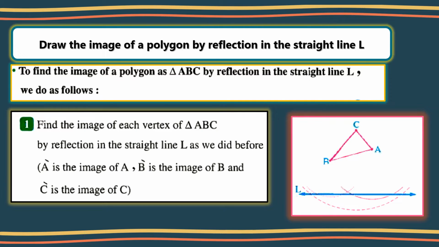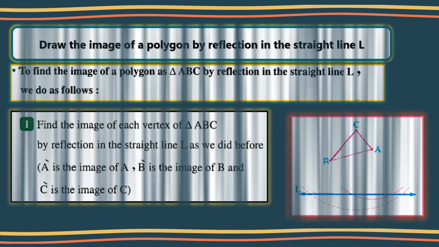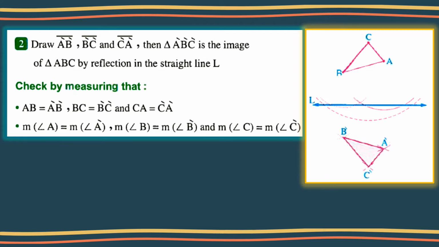Find the image of each vertex of triangle ABC by reflection in the straight line L as we did before. A dash is the image of A, B dash is the image of B, and C dash is the image of C. Number 2, draw A dash B dash, B dash C dash, and C dash A dash. Then triangle A dash B dash C dash is the image of triangle ABC by reflection in the straight line L.